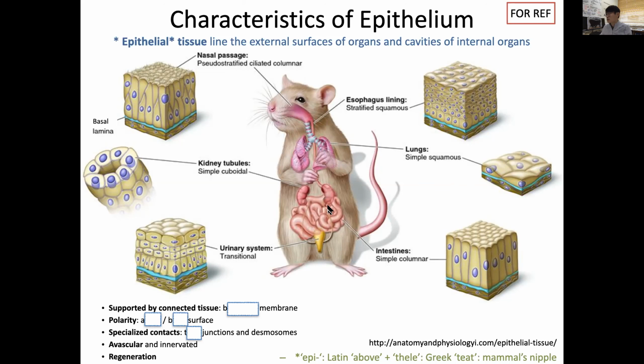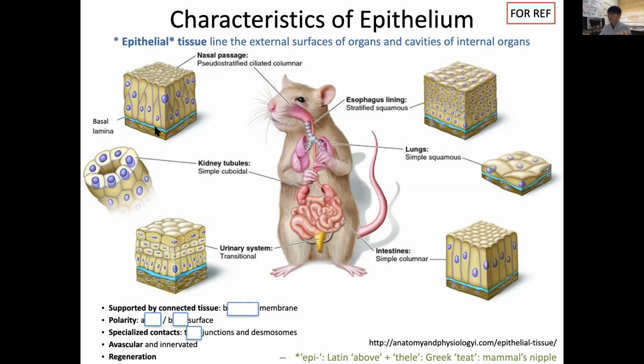And the other part, you can see the intestines. Intestines are also covered with a simple columnar epithelium. And let's go to the kidney. The kidney is a filter system in our body, and it secretes, making urine. So it has a simple cuboidal shape of epithelium. And the urinary system, such as the bladder, needs to expand and then contract. And that has multiple layers of epithelium. So one thing, while their shape and type look different, there's something in common here.